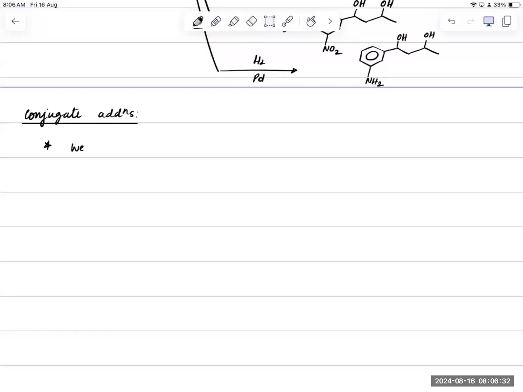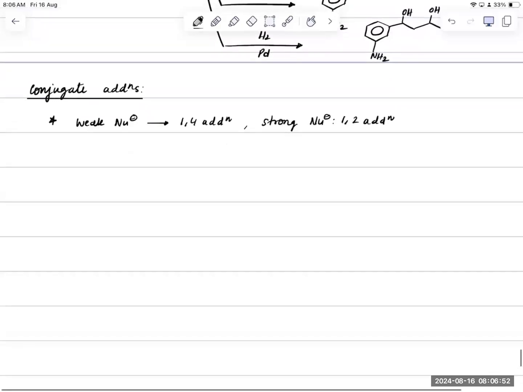One, weak nucleophiles generally go for 1,4 addition. Okay. If there are strong nucleophiles, they generally go for 1,2 addition. That is the first thing you should remember. Okay. Next.